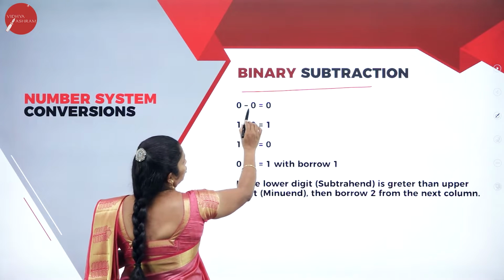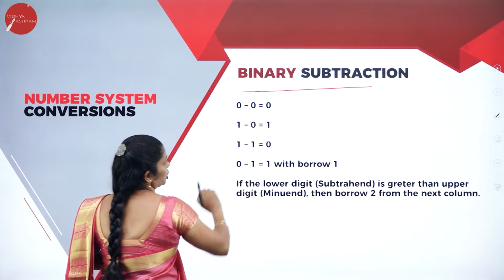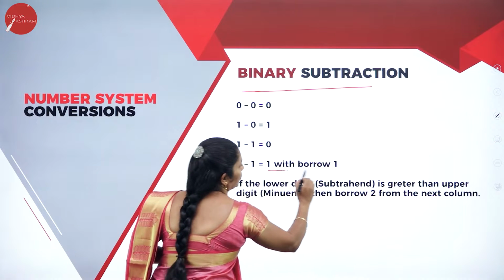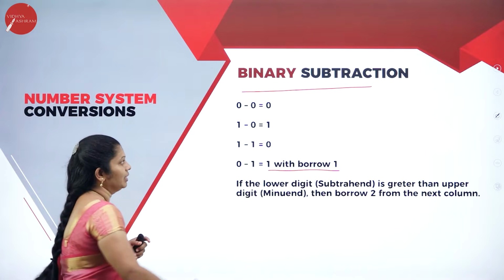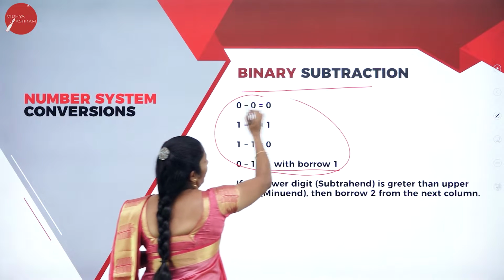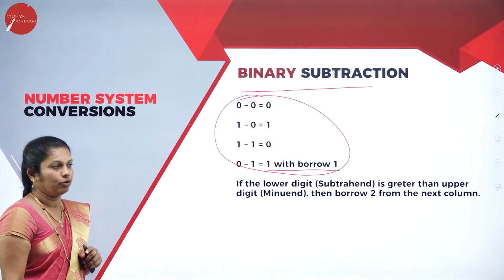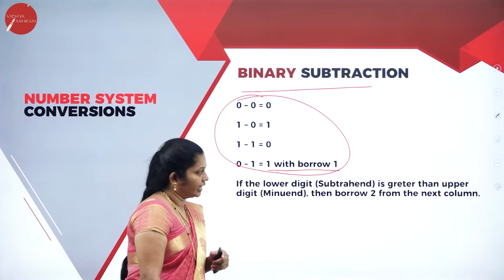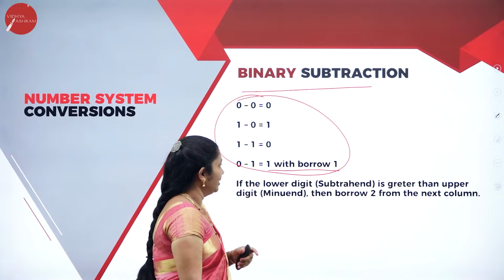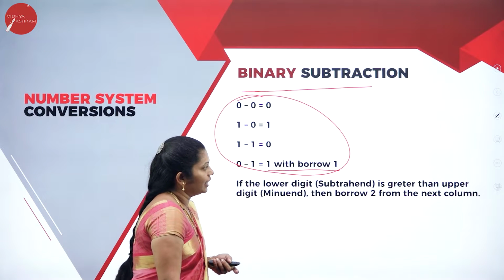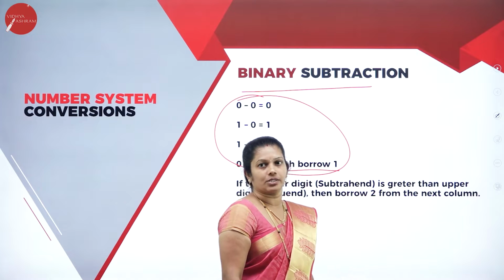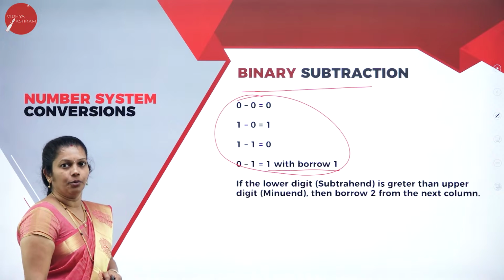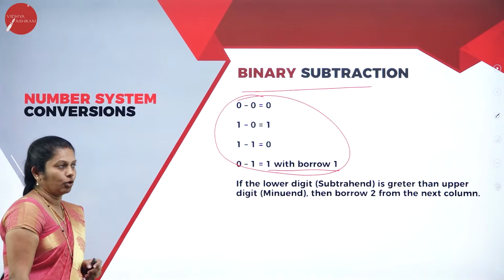That's why here 0 minus 0 is 0, 1 minus 0 is 1, 1 minus 1 is 0, 0 minus 1 is 1 with borrow 1. This you have to remember. These are the major rules in binary subtraction we have to follow. If the lower digit, usually called the subtrahend, is greater than the digit of the minuend, then borrow 2 from the next column. Whatever value we have from the next column, we take the borrow. I will explain with some problems.